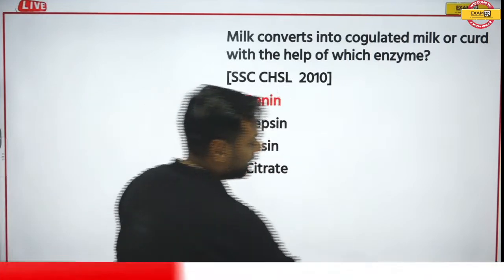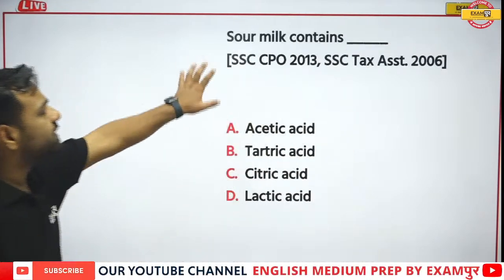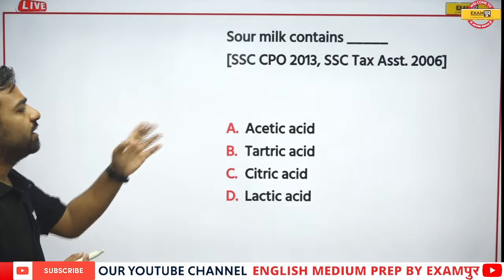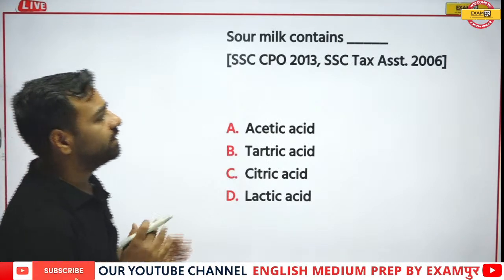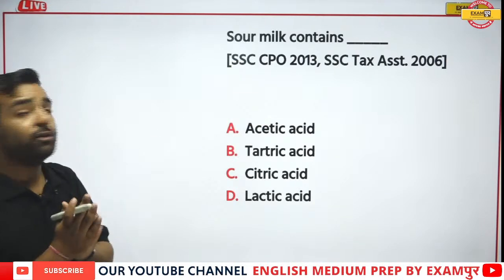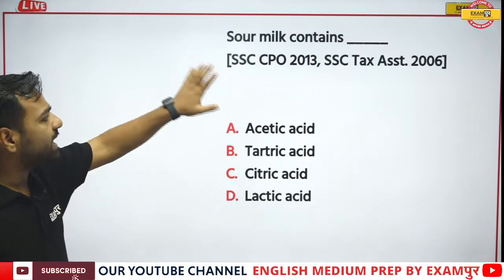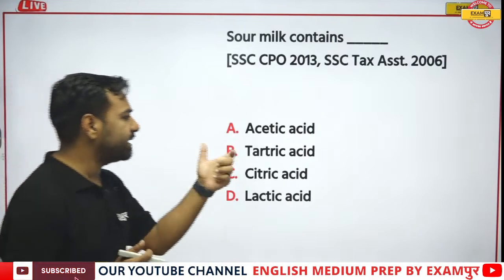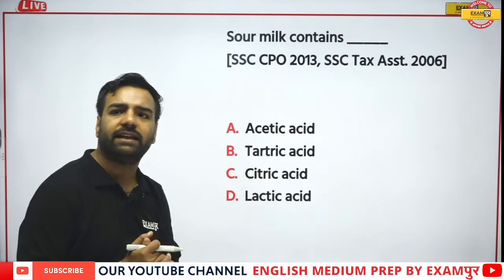Next question is, sour milk contains dash. This question was asked in CPO and Tax Assistant. So this is the CPO 2019 and SSC Tax Assistant 2006 question. That sour milk contains what? Acetic acid, tartaric acid, citric acid or lactic acid?